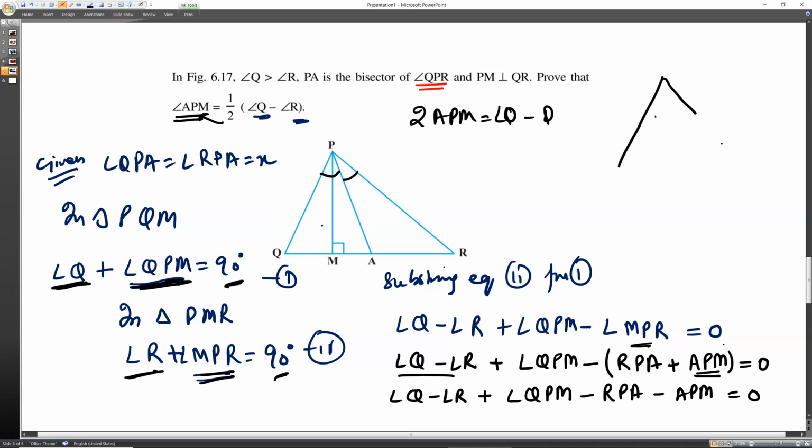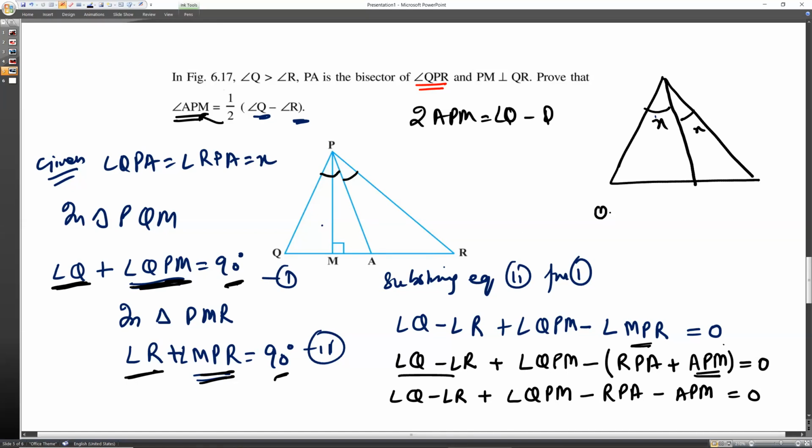So now you know that this angle is equal to this angle. It is being given to you that it is X. It is X. And we need Q minus R. We have Q minus R here. And half of this we need 2 PM. So do we need to add QPM? QPM plus AMR.